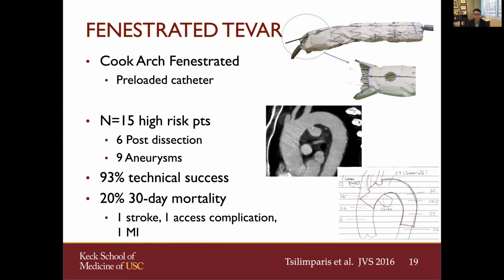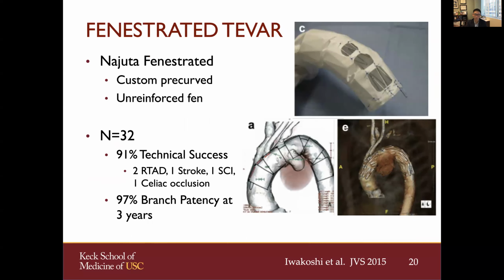entire aortic arch. Typically, the configuration that Cook fenestrated stent graft has is a large scallop for the innominate and or carotid artery, and a single fenestration that is designed to align with the subclavian artery. The results are seen here, but 20% 30-day mortality illustrates how sick these patients were at the time of enrollment.